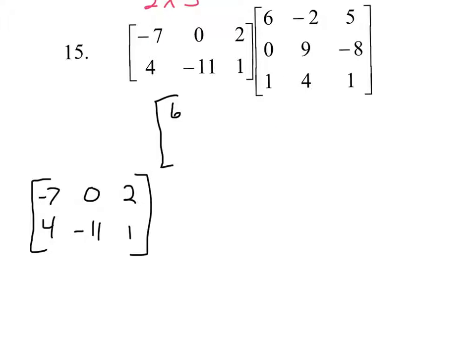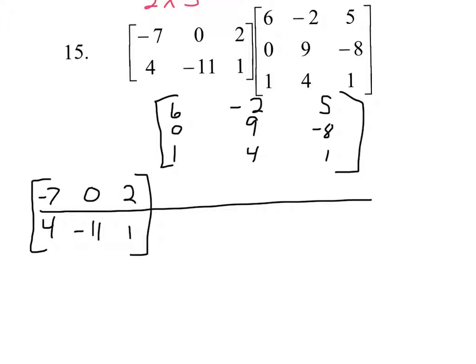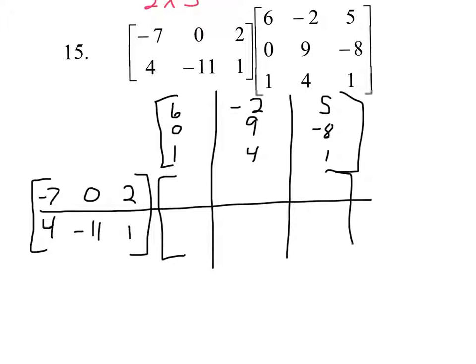So 6, 0, and 1. And I like to go wide with this. You'll see why. Negative 2, 9, and 4, and 5, negative 8, and 1. And then what I'm going to do is draw some grid lines. We know the first matrix is all about the rows, so I'm going to draw a line separating this in half going across the rows. The second matrix is all about the columns, so I'm going to split these up according to columns, and you'll see where my new matrix is going to be formed here.